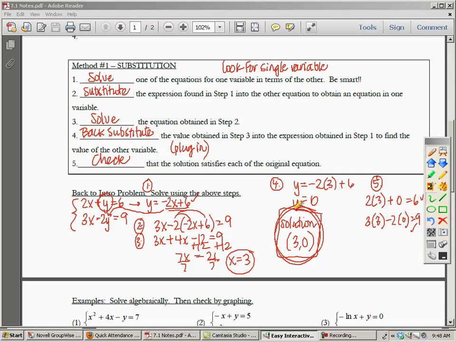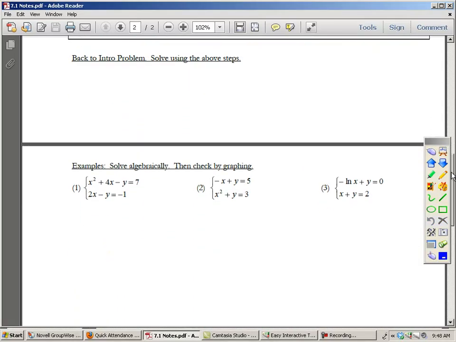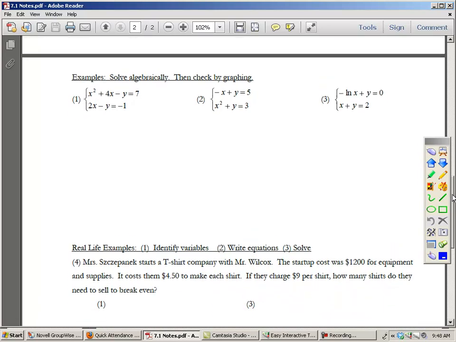Okay, now this is the linear version that you're used to seeing in Algebra 2. We want to show you some non-linear ones, so flip to the next page and let's look at some non-linear systems and how to go about solving those.